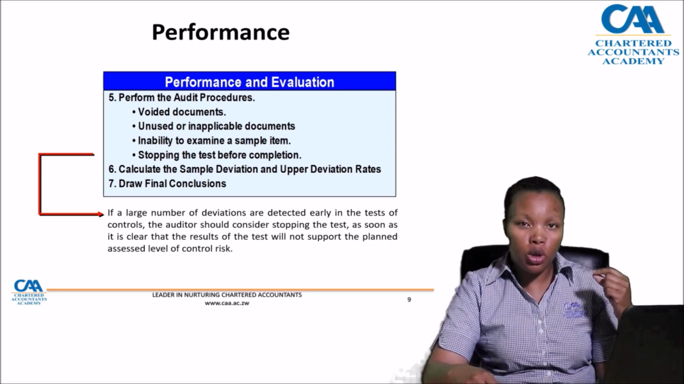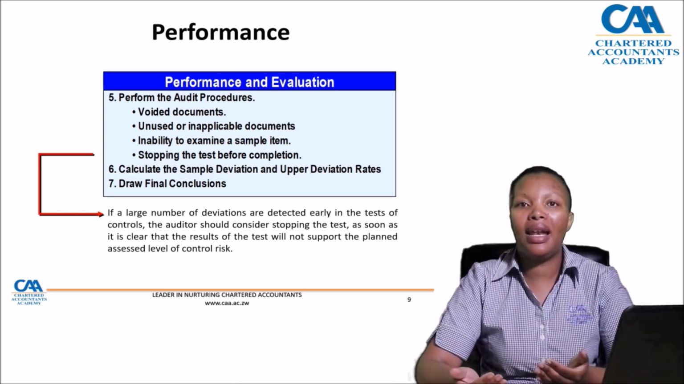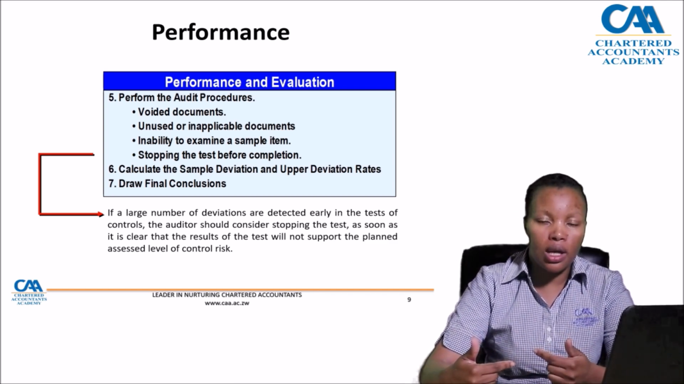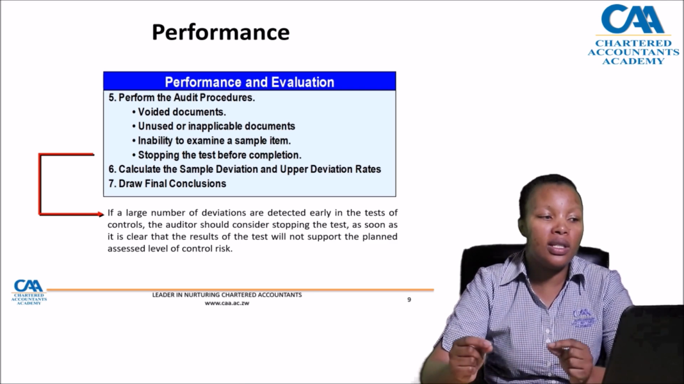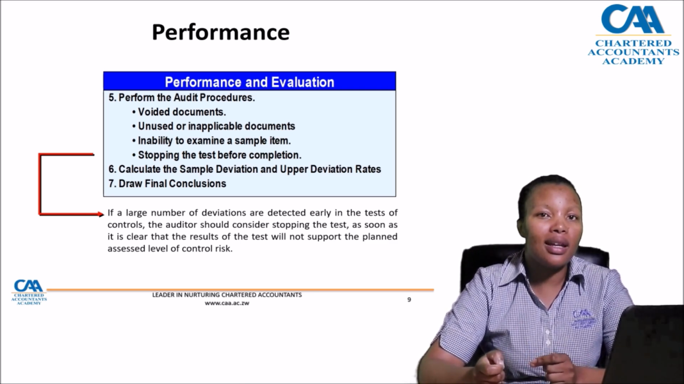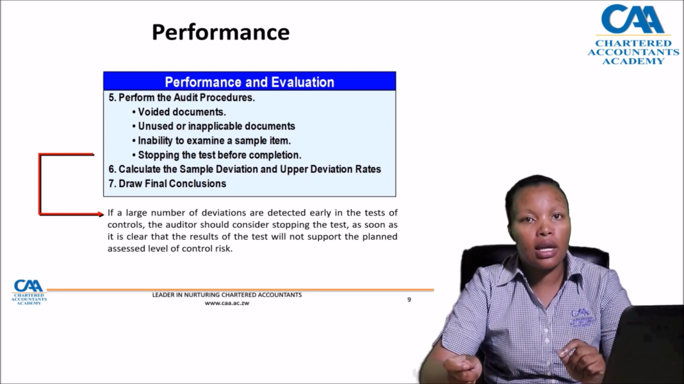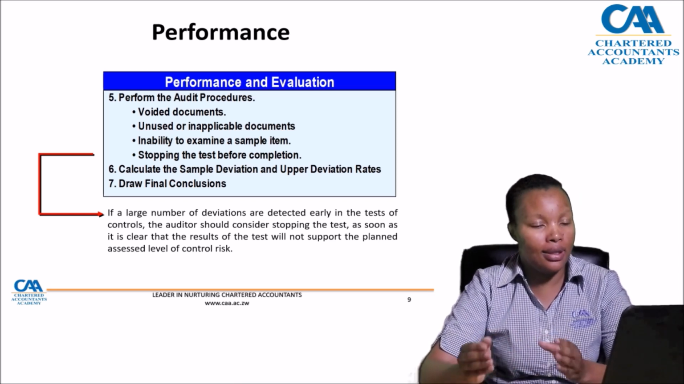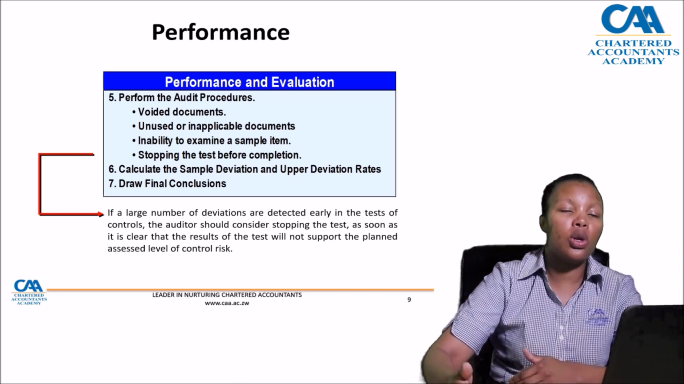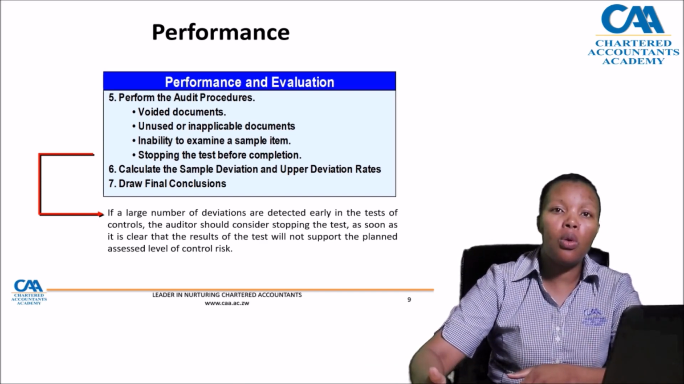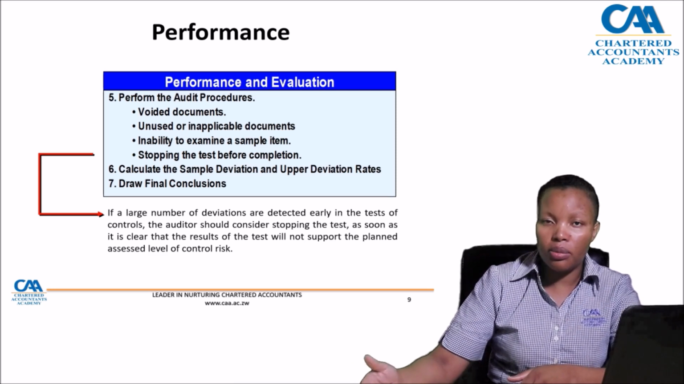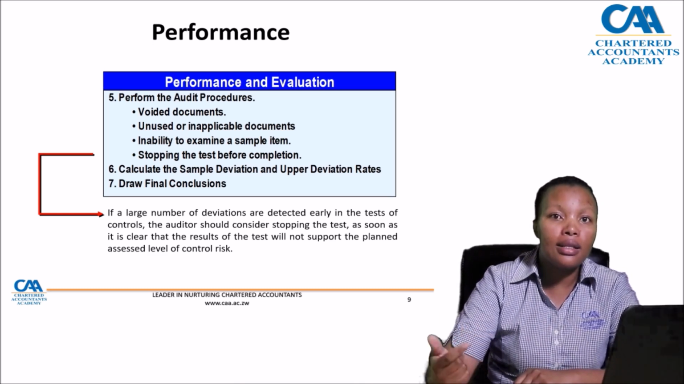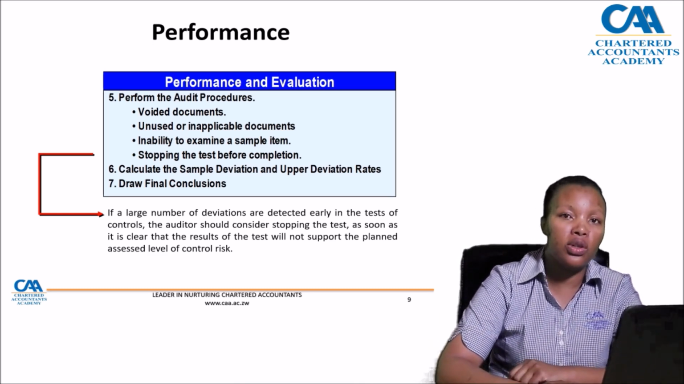Remember, when you're doing your risk assessment, you planned or expected a certain level of control risk. But as you're testing these controls, you might find that there are more deviations than you expected. Then it means that the level that you had set for control risk is no longer appropriate. So maybe you need to reconsider, or maybe you need to abandon the test altogether. You have to stop before completing, because the more deviations you find, the more it means that at the planning phase there were things that you did not anticipate or consider in your risk assessment.